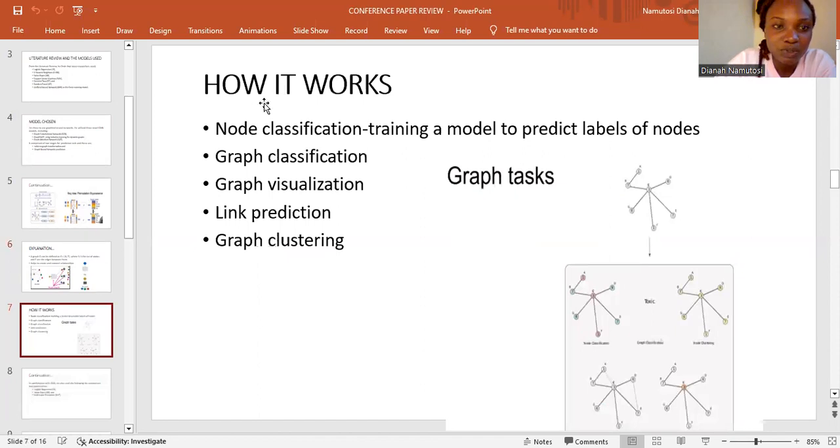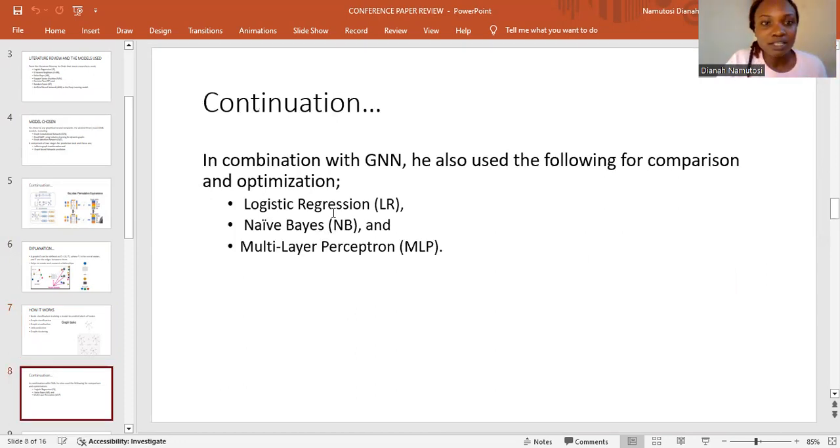How it works, as I've explained above: node classification, where the nodes are the patients, classifies them according to their features or similarities. Graph classification takes a group of people and classifies them according to their similarities. Graph visualization is representing this data as a graph, and link prediction creates patterns among patients according to the information stored in the model and the similar features a new person has with the existing people.